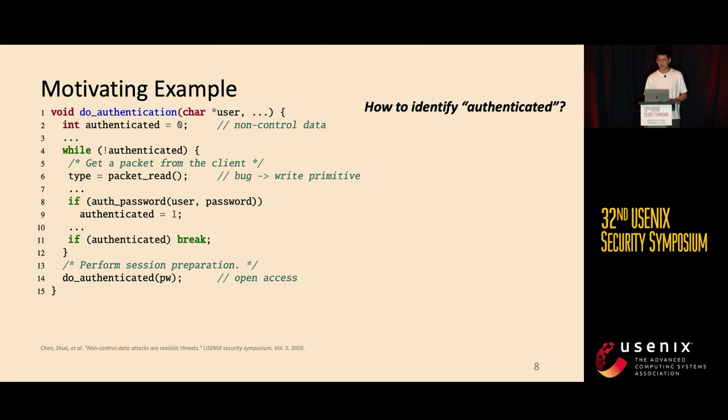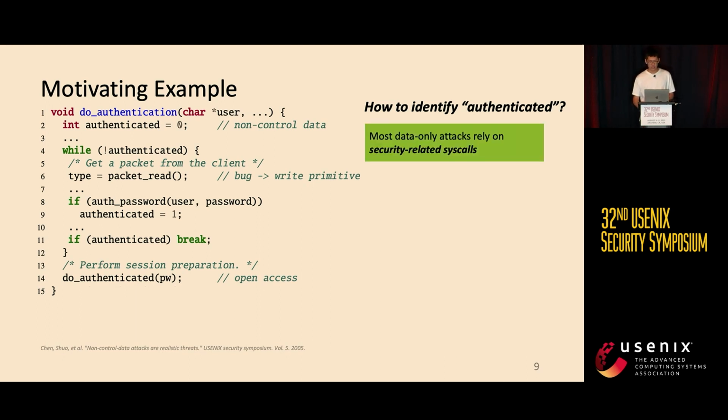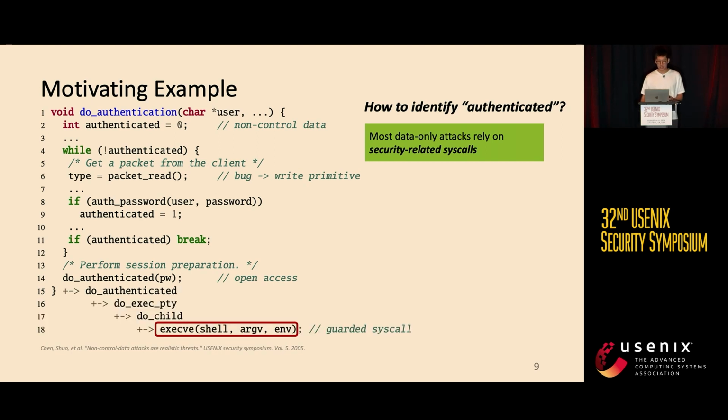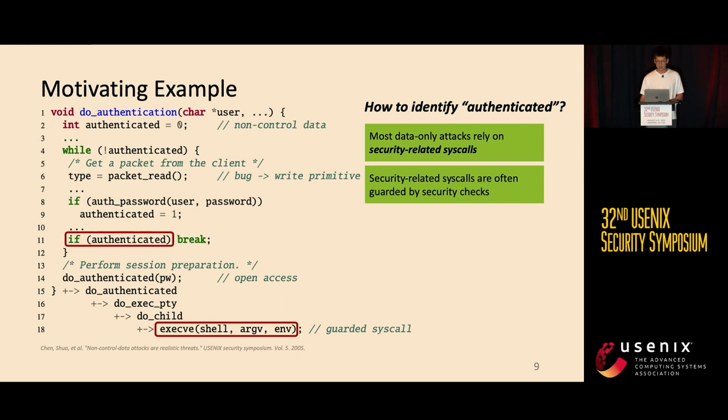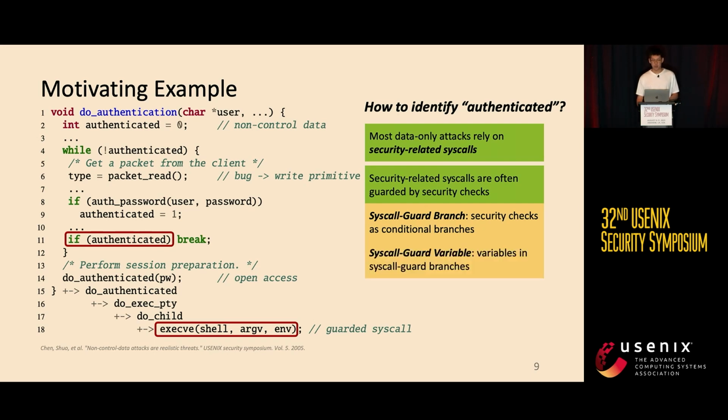To answer this question, we first conducted a comprehensive study on existing data-only attacks and got two observations. First, most data-only attacks rely on security-related syscalls, like execve in this example. Second, security-related syscalls are often guarded by security checks in the form of conditional branches, like the if statement. We call this kind of branch a Syscall-Guard branch, and the variables in this branch are Syscall-Guard variables. And we implement VIPER to automatically identify them.